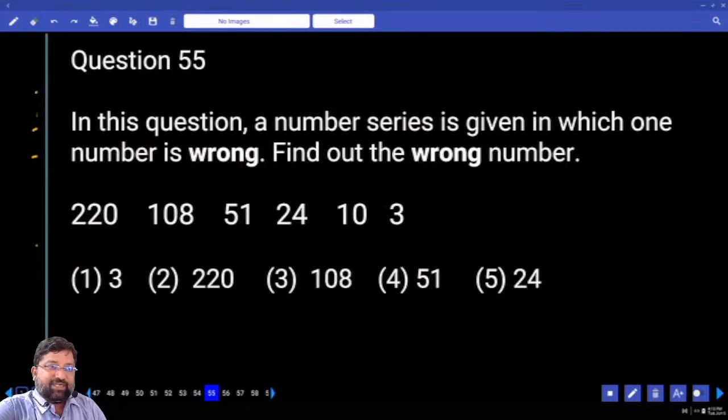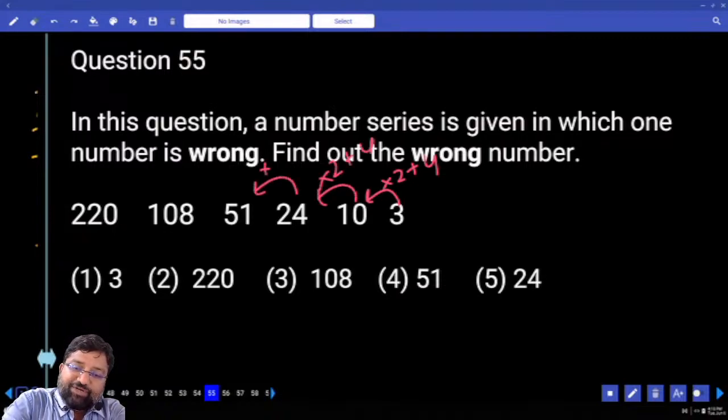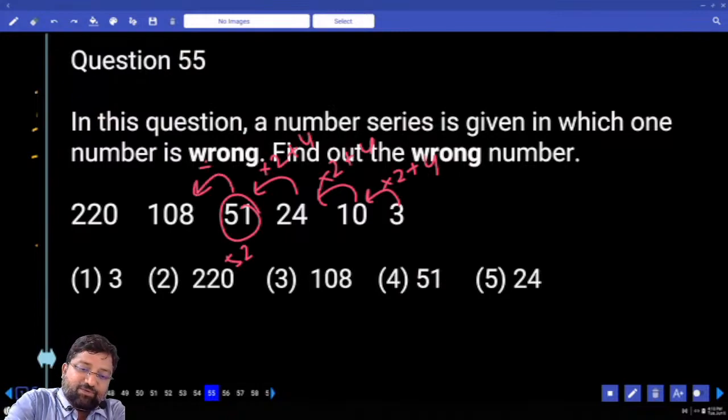55. Left to right or right to left? It is up to you. Whatever you say, I'll do that. Amma? Right to left? చెప్పు. Into 2 plus 4, into 2 plus 4. 24 into 2, 48 plus 4. How much is this? 52. 52 into 2, 104 plus 4.